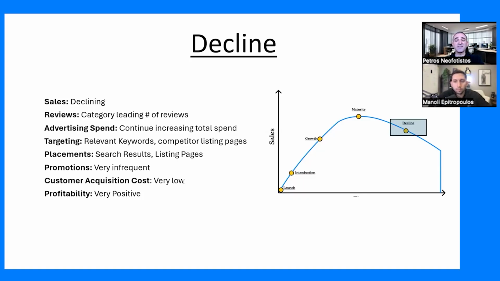We have one client now that has decided to exit a category completely, just because it doesn't match up with where their brand is going. So that's another reason to drop a product from the catalog.